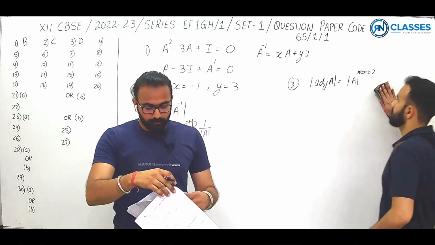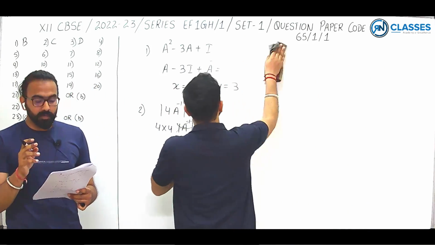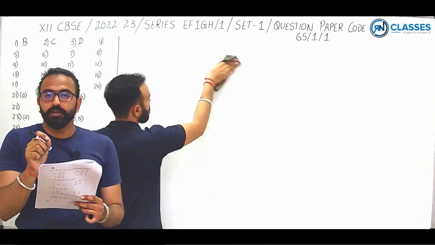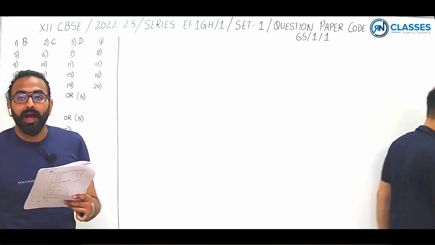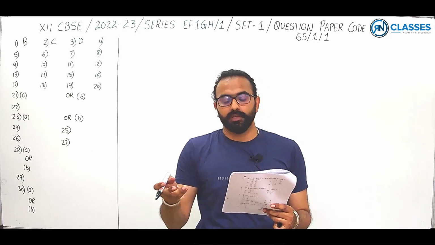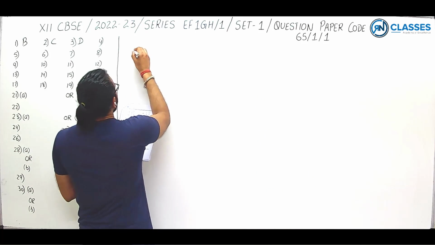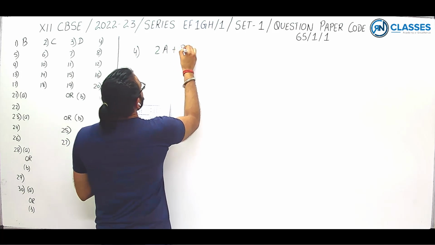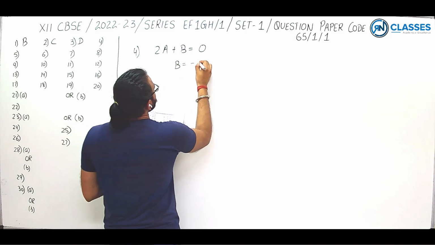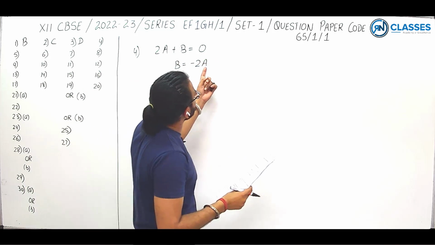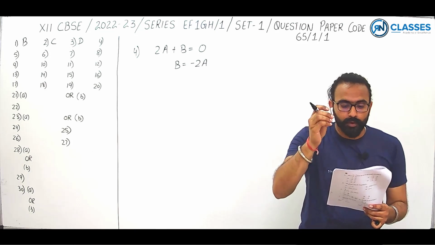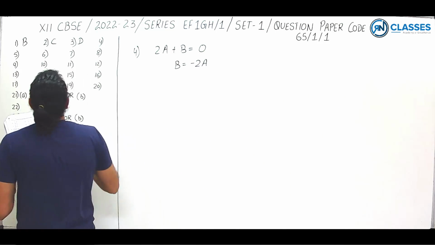Now passing on to question number 4. Question number 4 is, if matrix A is equal to 3, 4, and in the second row 5 and 2, and twice of matrix A plus matrix B is a null matrix, then matrix B is equal to. We have to find matrix B, so matrix B will be equal to minus 2 times matrix A. Now substituting the value of matrix A over here, after substituting and simplifying, we will get the answer which matches with option B.